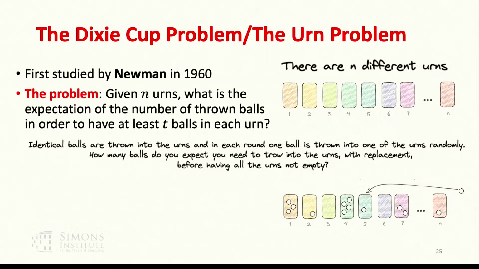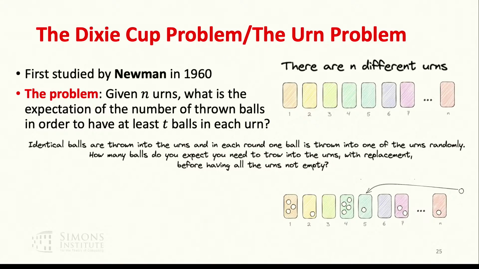Good. Now, there is also the Dixie Cup problem, from Newman in 1960. It's the same thing, but now you have more than one child. So one coupon is not enough. Now you have 3 kids, so you have to have 3 coupons, one for each of them. Otherwise, they're going to have a fight. So now you can ask the same question. Now, you want to get, say, 2 coupons for each one of them.